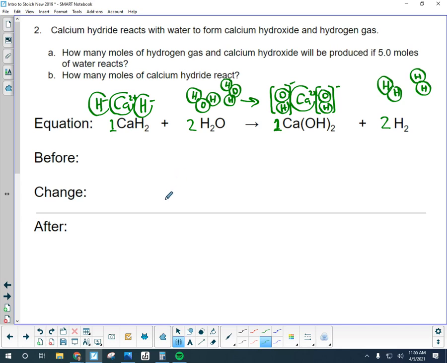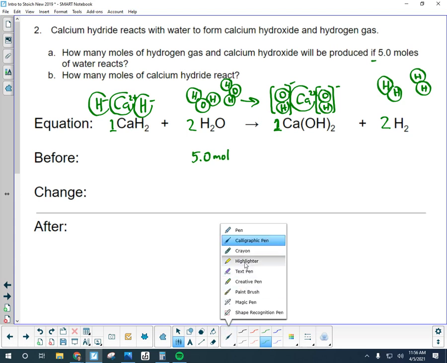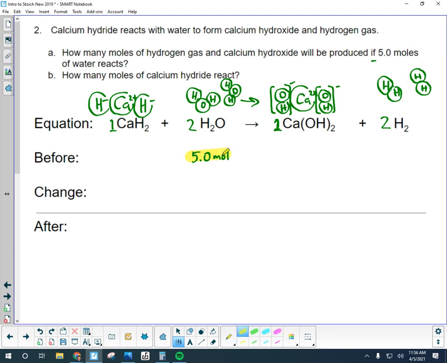Okay, so that's the first step, right? Balance the equation. Next, we want to look at what we're given and what we want. It says how many moles of hydrogen gas and calcium hydroxide will be produced if we start with 5 moles of water reacting. That's our given. I'm going to go ahead and plug that into the equation. And maybe I'll highlight it just so we know that was a given. We didn't do any calculating for that. That's what we start with.